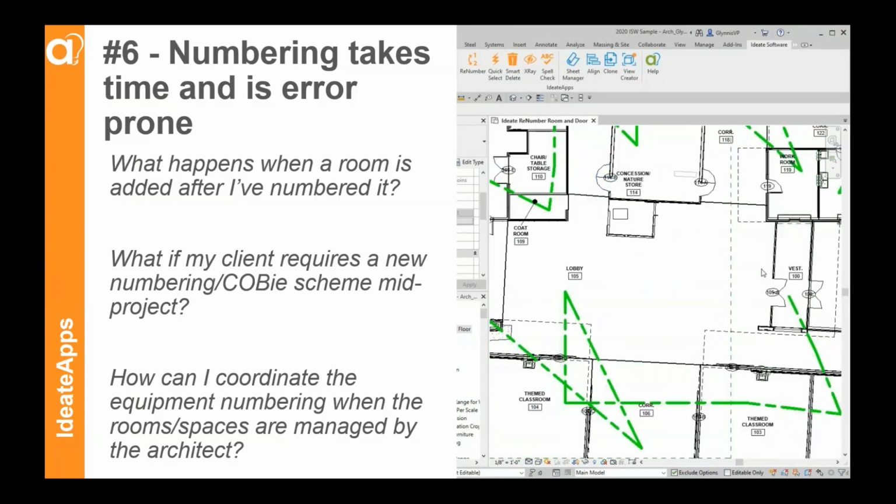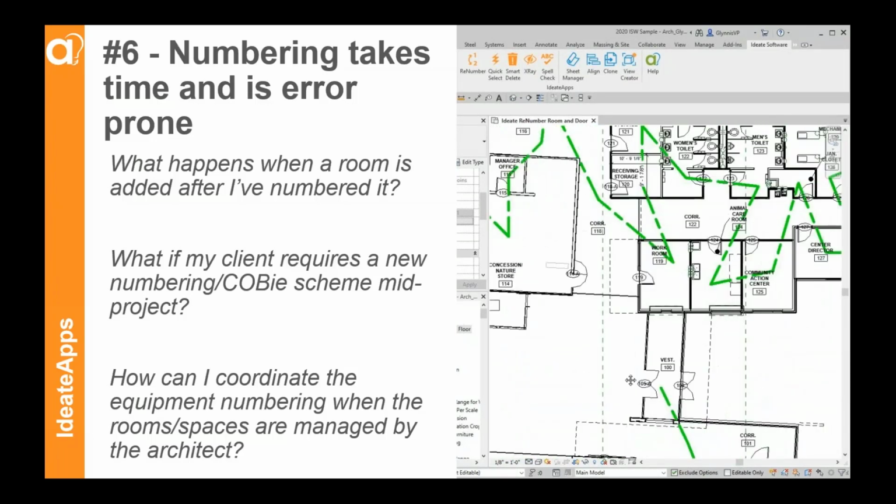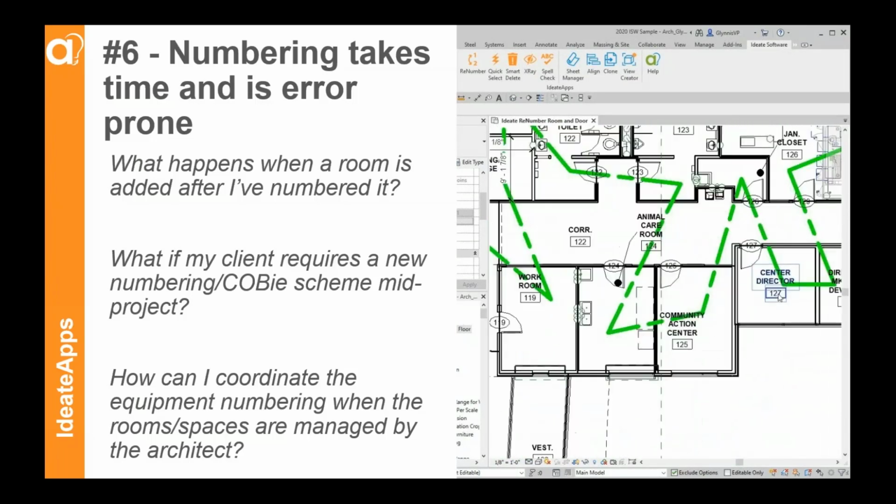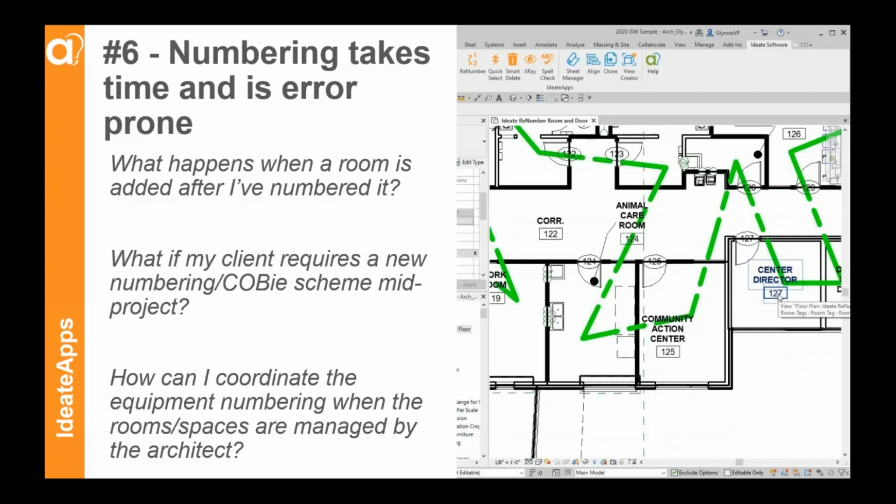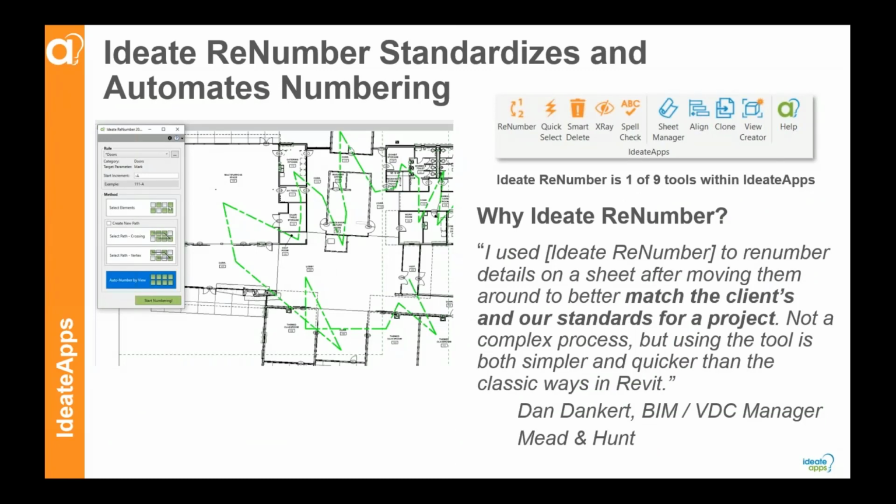But we have customers who are using this for lights, parking spaces, curtain panels, detail views on sheet. There's a lot of different ways in which you can use renumbering. It's very fast and it's very effective, and it's a rule-based system to help you with your automation. And this is another customer quote about using it actually on a sheet. It says, I used Ideate Renumber to renumber details on a sheet after moving them around to match the client's and our standards for a project.